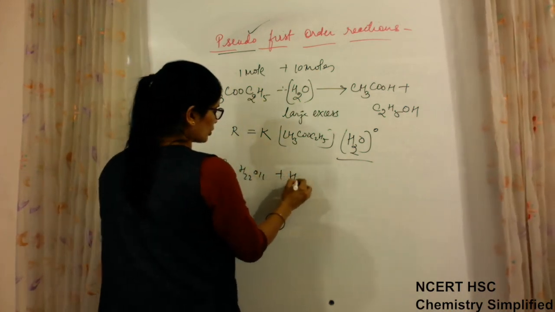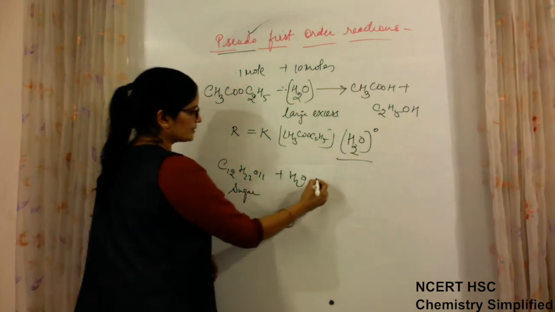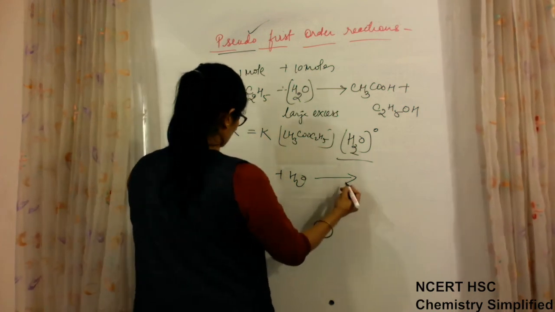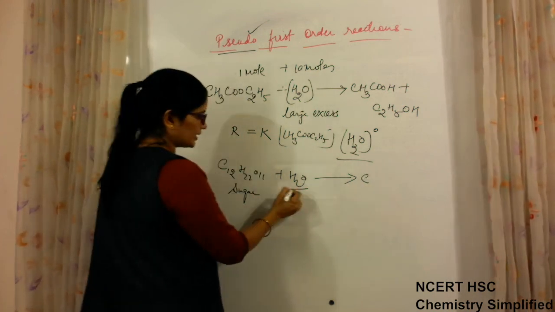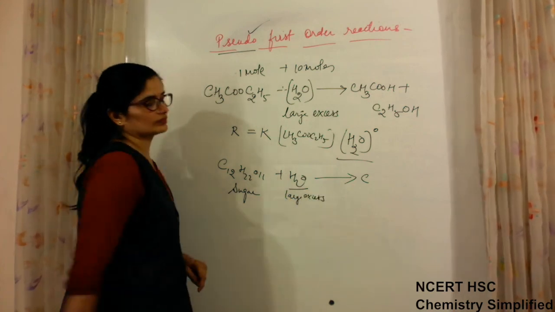So one example is hydrolysis of ester, and another example is C12H22O11 plus water, hydrolysis of sugar. So generally hydrolysis reactions are examples of pseudo first order reactions. In this also it is getting used up and it is in large excess. Okay.